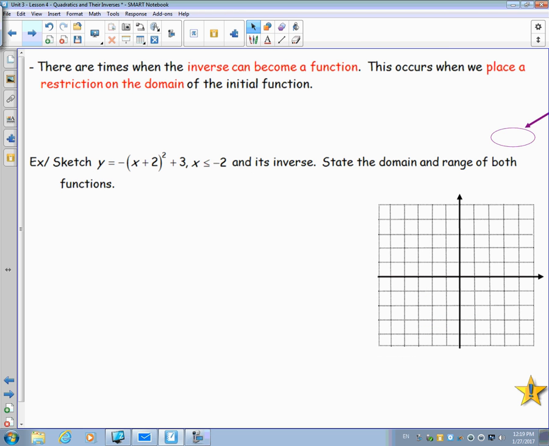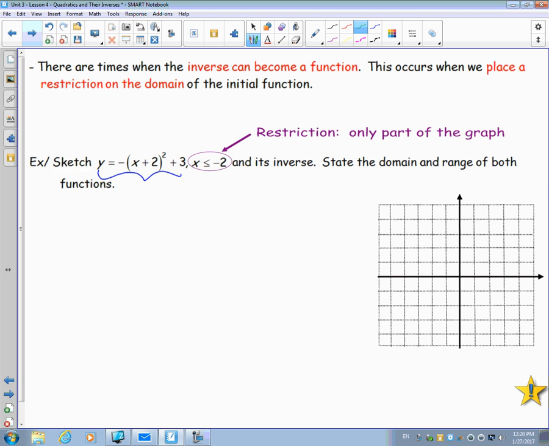The way it's going to look is like this first example here. So I've got a parabola. We know that's the function. And then I have this little piece right here. And we call this a restriction. It's going to create only part of our graph. In fact, it only wants the part less than -2 in terms of the x's. What does that mean? Well, let's sketch it.